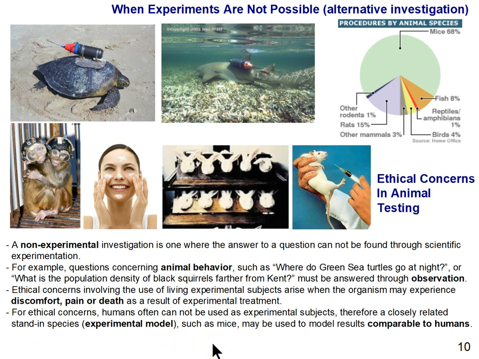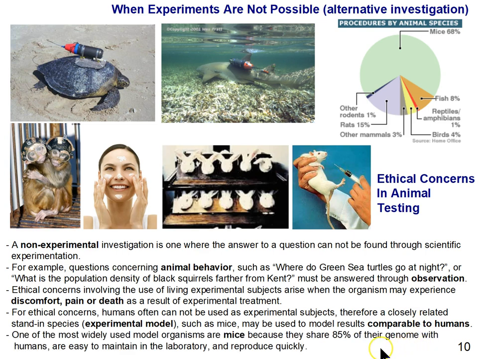So we need models that are closely related to humans. If you look at the pie chart here, the image represents that we use rodents very heavily in experimental research, primarily mice. The reason is that mice share about 85% of their genome, in other words their genes, with humans. So mice and humans are about 85% identical in their genes.